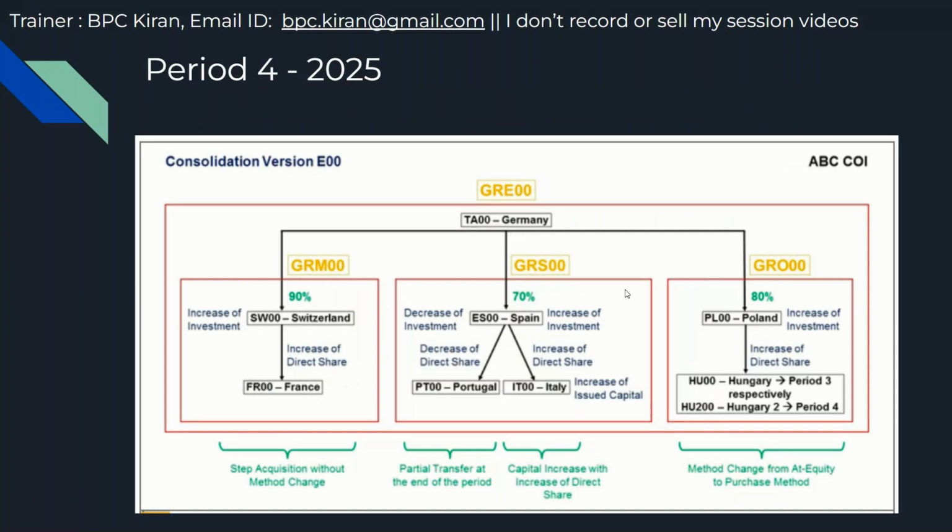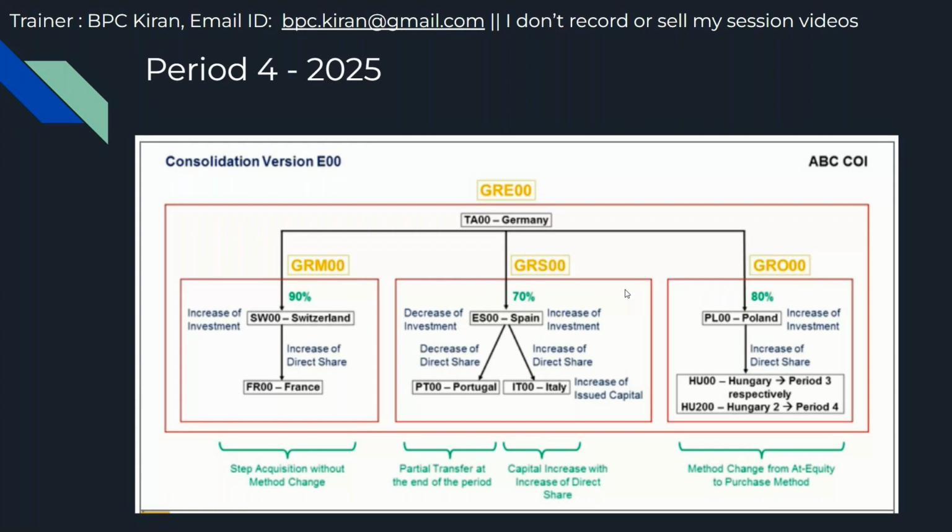Equity method as a scenario we are going to understand. Period 4 we are going to execute. Period 4 means next period. We are going to execute consolidation in the next period, period 4: step acquisition, partial divestiture, increase of capital, change from at equity method to purchase method. These scenarios we are going to execute.